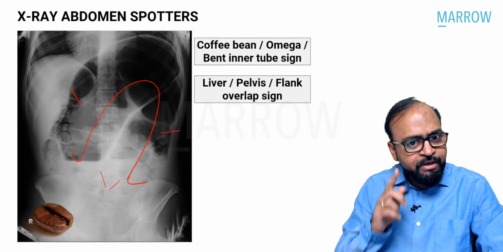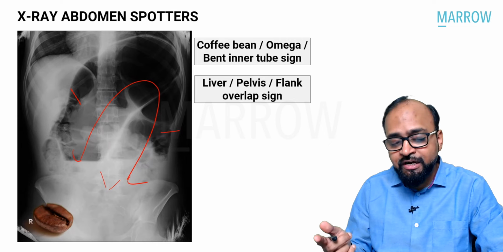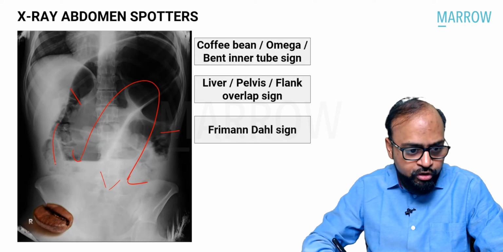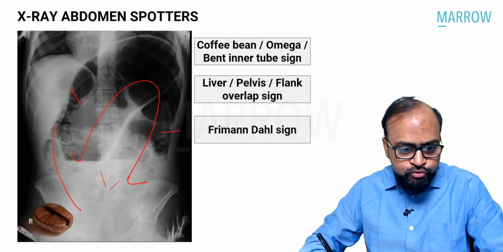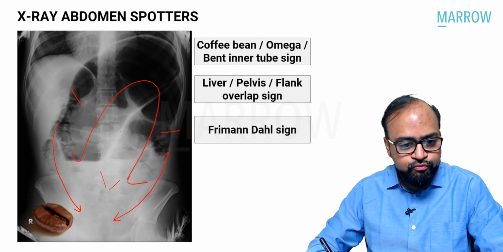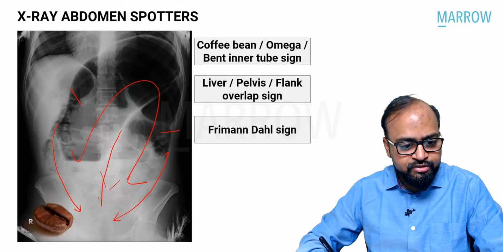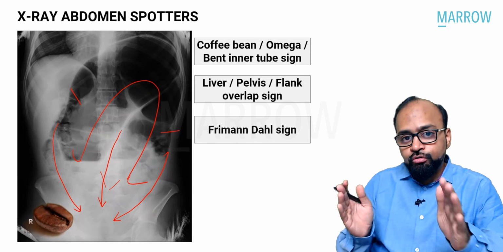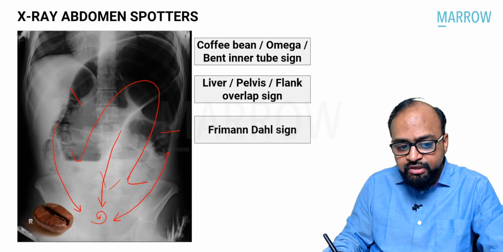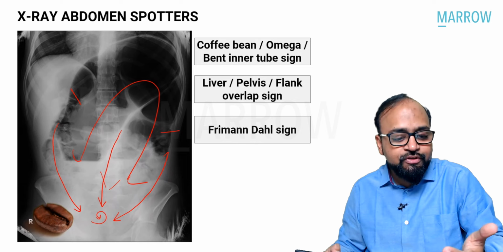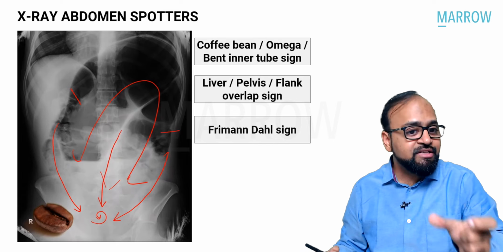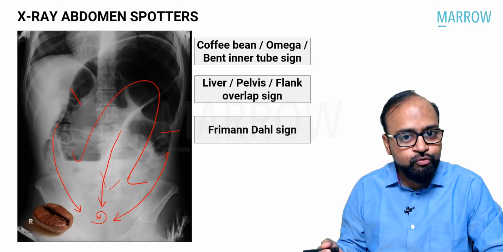Another peculiar sign is seen in sigmoid volvulus. What is that? It is called the Frimann-Dahl sign. What is Frimann-Dahl sign? See, look at this wall. It would come here like this. This wall of the loop would come here like this, right? And both these walls that lie alongside would come here like this. Can you see there are 3 lines converging where? At the site of the twist. So these 3 lines are actually converging at the site of the twist. When you see these 3 lines, this is what is called the Frimann-Dahl sign of sigmoid volvulus.